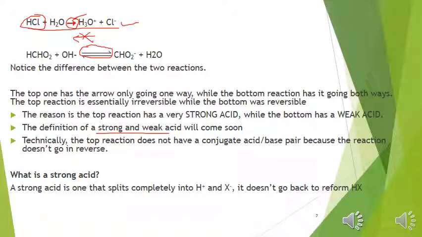Therefore, there's no conjugate acid or conjugate base. Okay, but now if we look at the bottom one, it has a double arrow, so that tells you the acid is weak. Okay, so this is a weak acid. All right, and this is the acid right here, because if you notice, it loses an H, goes from here to here, and this is my base.